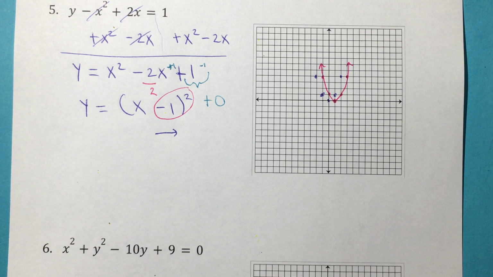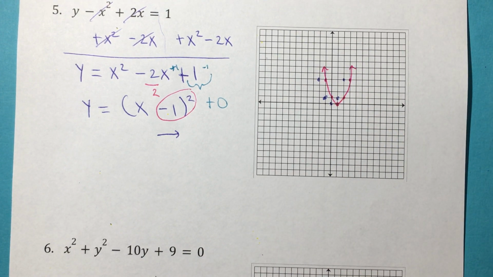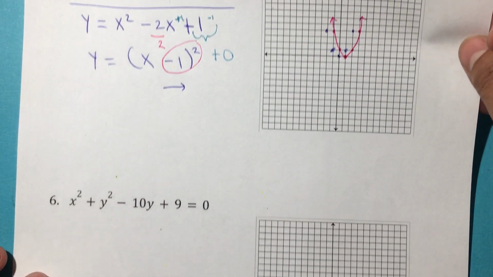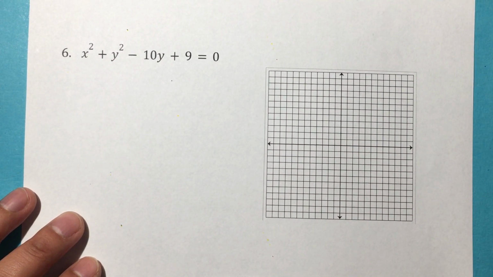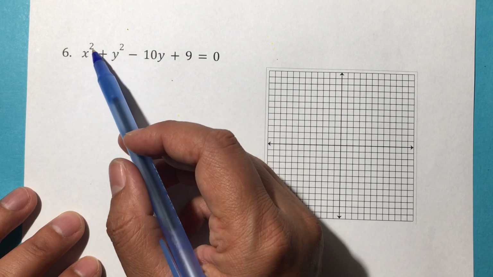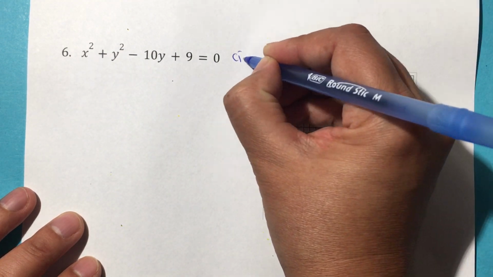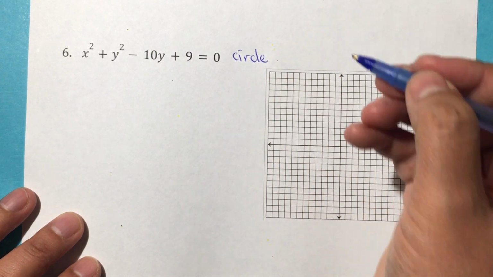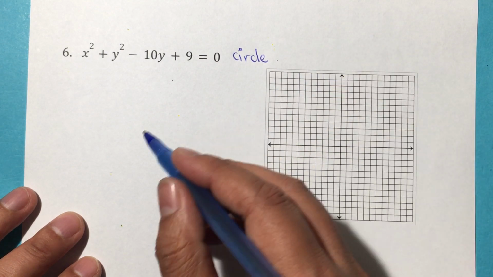As you have noticed in this video, I haven't done any plotting points. In the previous ones, if you want to see the specific values for x and y and how to choose them, then those are explained before in the previous videos. Okay, for this one, we have x squared and y squared. That means that it's going to be a circle, and I forgot to write it on the previous one. Number 5 was a parabola, so make sure you write that in there.